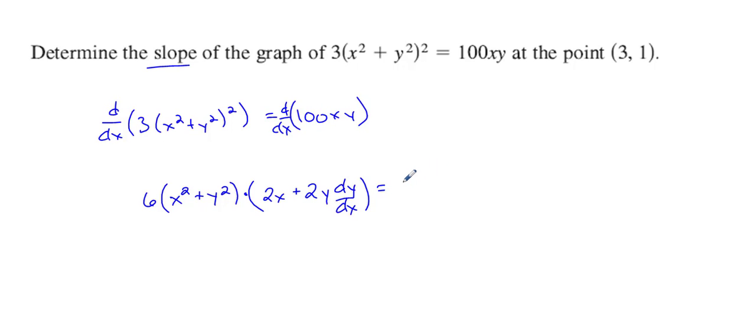So first, 100x times derivative of second, 1 dy dx, right? Or just dy dx. Plus second, which is y, times derivative of first, which is 100.